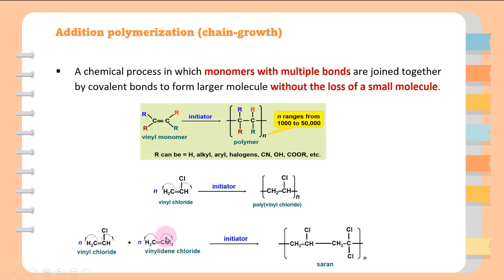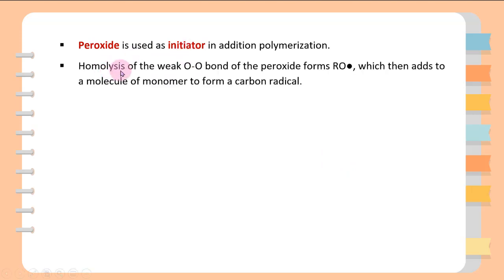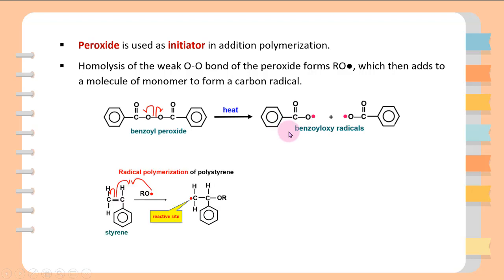For these addition polymerizations, it can either involve only one monomer or it can involve more than one monomer involving multiple bonds. In these addition polymerizations, peroxide is used as the initiator. So homolysis of the weak oxygen-oxygen single bond of the peroxide will form the alkoxide radicals, which then add to a molecule of monomer to form a carbon radical. So this is an example of the peroxide. When these oxygen bonds break up, it creates these alkoxide radicals, which will then be involved in the radical polymerizations.